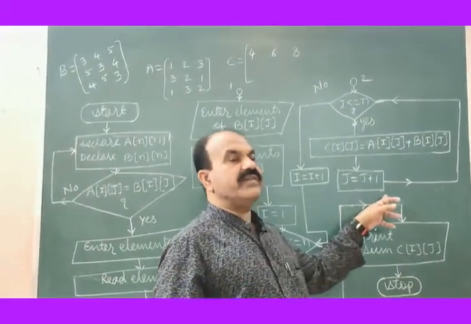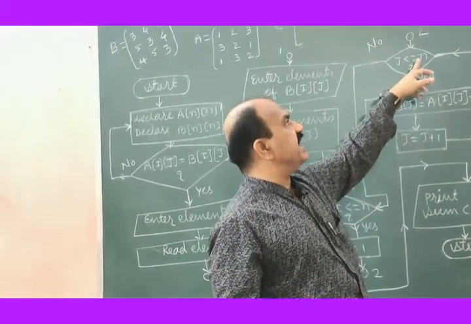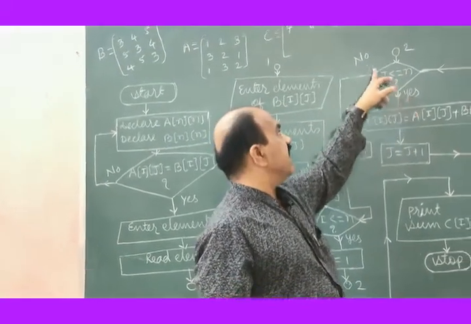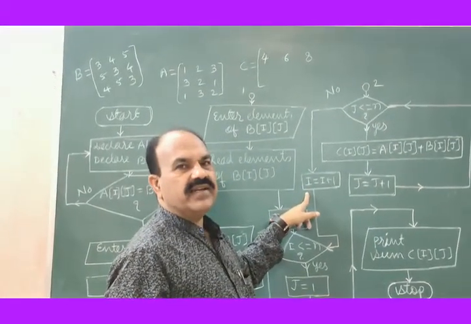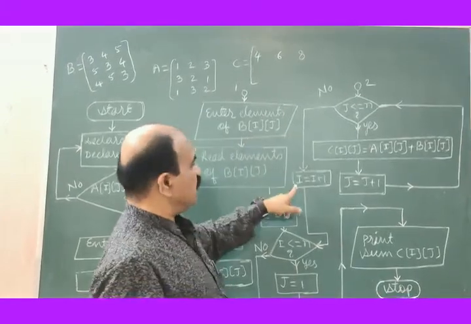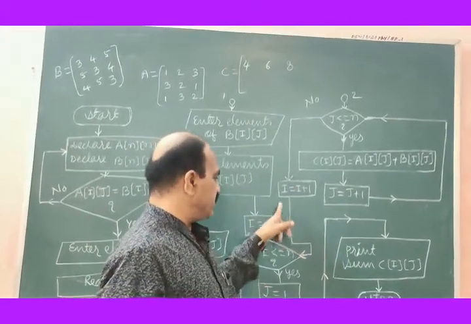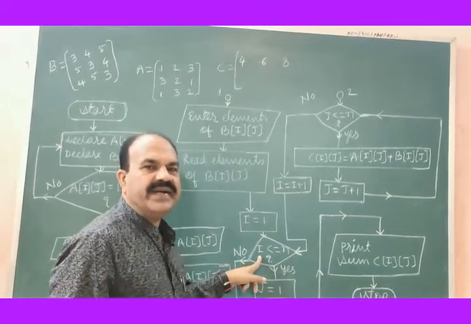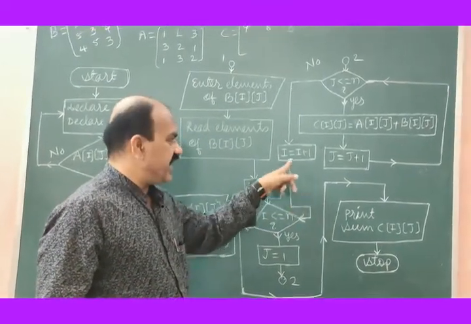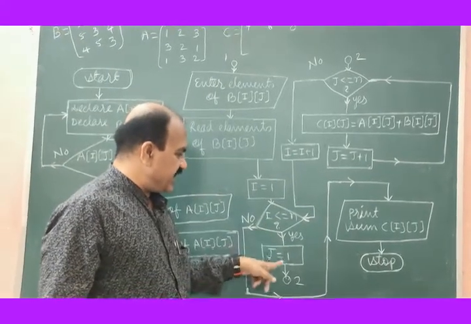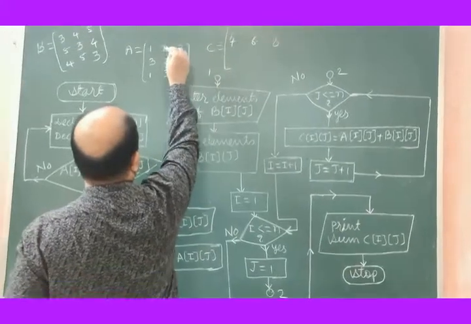Once j is incremented, now j has become 4. 4 is greater than n. So the answer is not yes. The answer is no. We will come here. Now instead of first row, we are asked to go to second row. I is equal to I plus 1. I is again compared here, whether this I is smaller than 3. If this I is 2, it is smaller than 3. The answer is yes. The answer goes to connector 2. The same thing will be done.